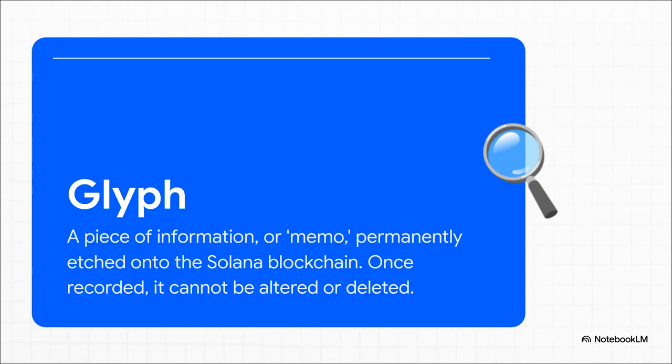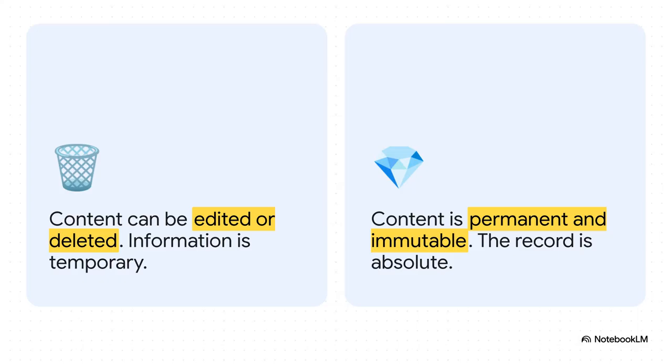Okay, so the core idea here is something the system calls a glyph. The easiest way to think about it is like a piece of digital graffiti, a memo that gets attached to a tiny transaction on the Solana network. And once that transaction is confirmed, that glyph is etched into the public ledger. It cannot be edited, it cannot be censored, and no one can delete it. Ever.